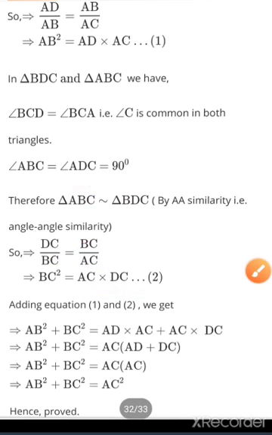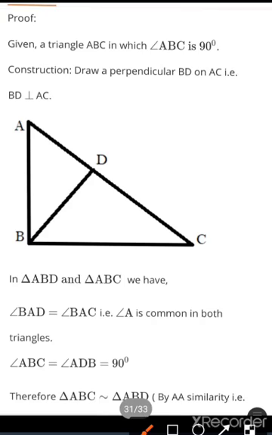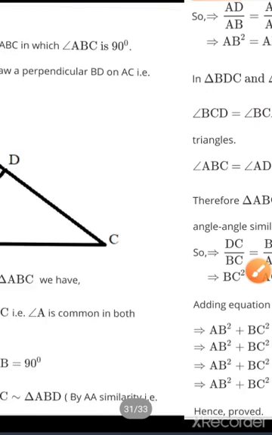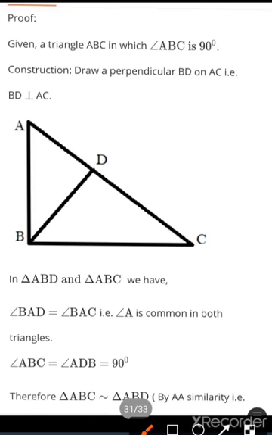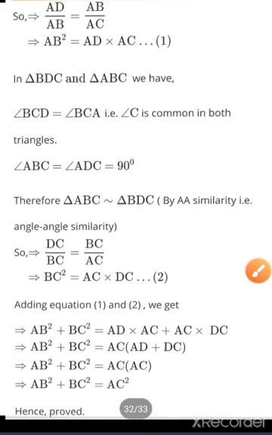From 1 and 2, add equations 1 and 2, LHS plus LHS, RHS plus RHS. Here AC is common in both the terms. Take AC as common, AD plus DC. What is AD plus DC from the figure? It is AC. So here AB square plus BC square is equal to AC into AC, that is AC square. So we have proved that AB square plus BC square, the sum of the squares of two sides, is equal to the square of the hypotenuse, AC square. So this is the Pythagoras theorem.